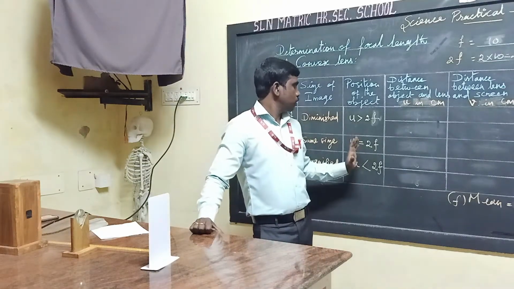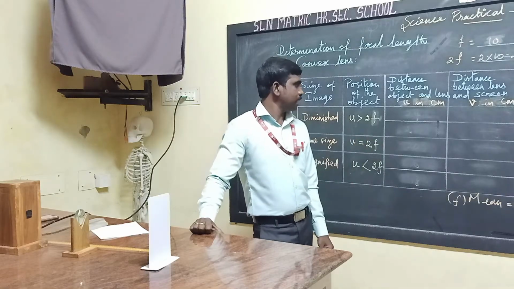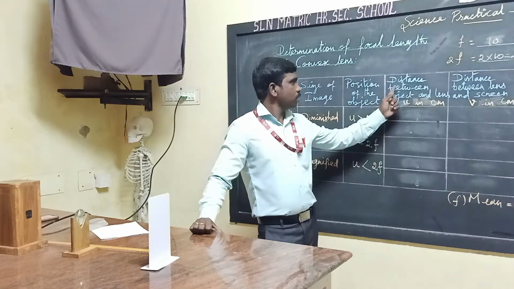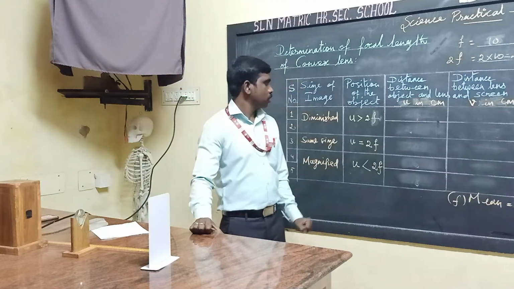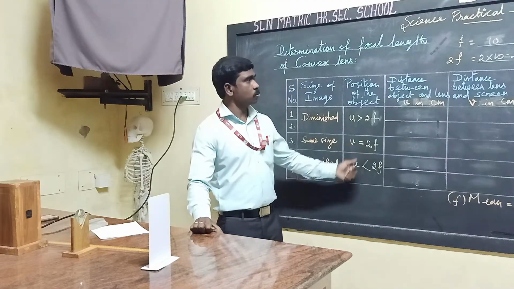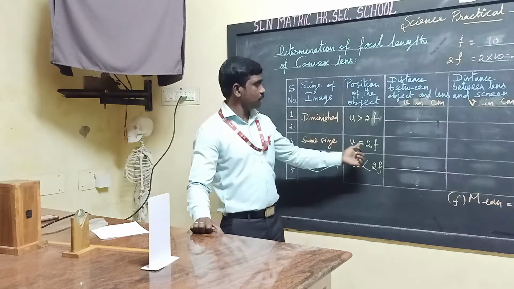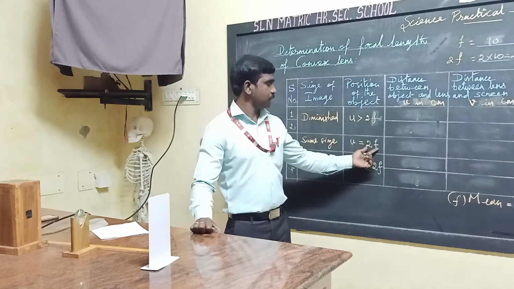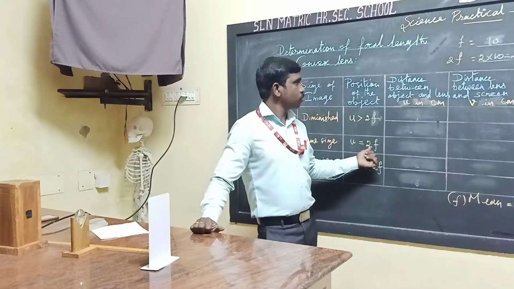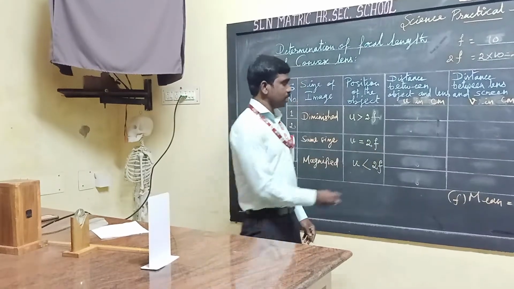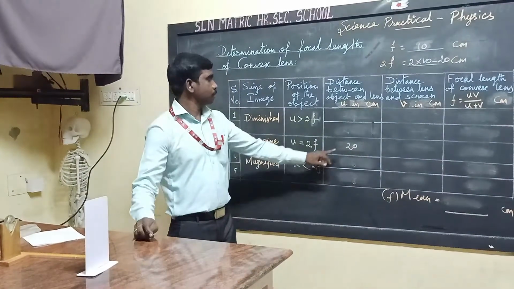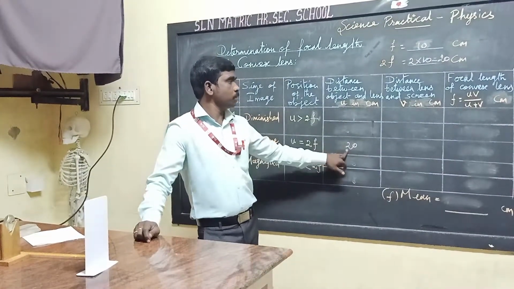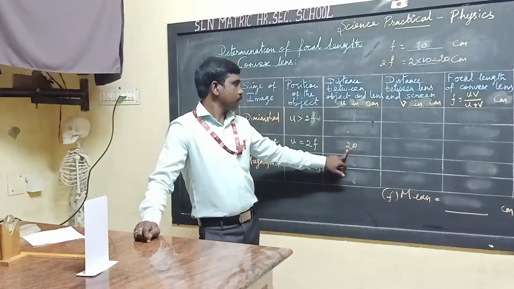Before going to discuss, we write the data about the distance between object and lens. Okay. So first, u is equal to 2f. We already collected the value of 2f is equal to 20 centimeter. Write the 2f value here. u is equal to 2f is equal to 20 centimeter.